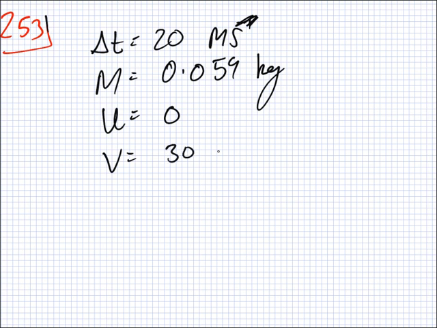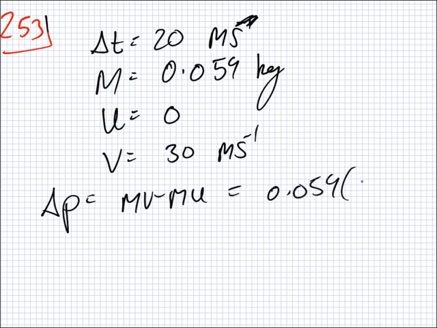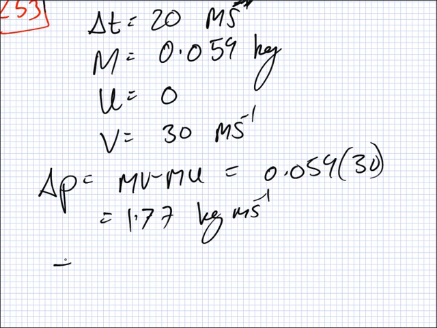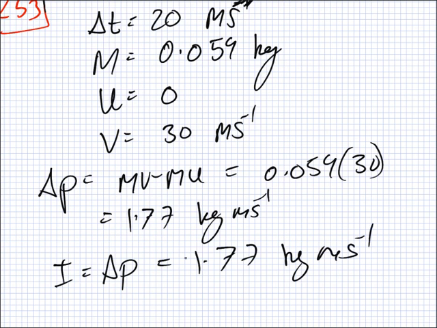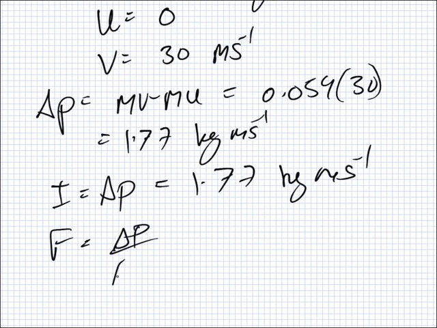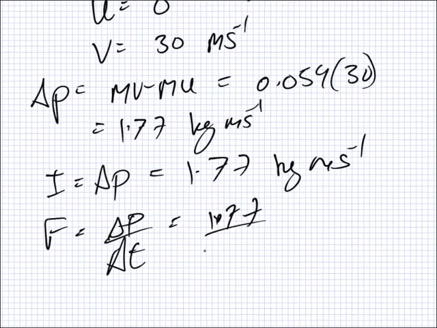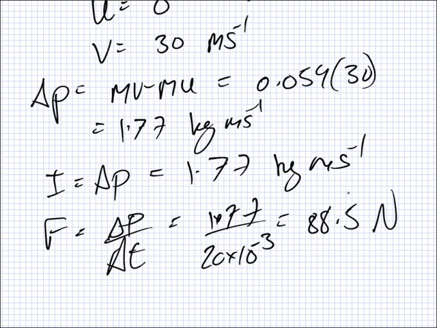Okay, fine. And what are they asking for? The change of momentum. MV minus MU, the U is 0, so that's 0.059 times 30, right? 1.77 kilogram meters per second. Right, what's next? Impulse. Impulse is the same. That's what impulse is. The average force. Very simple. Delta V over delta T. 88.5 newtons.